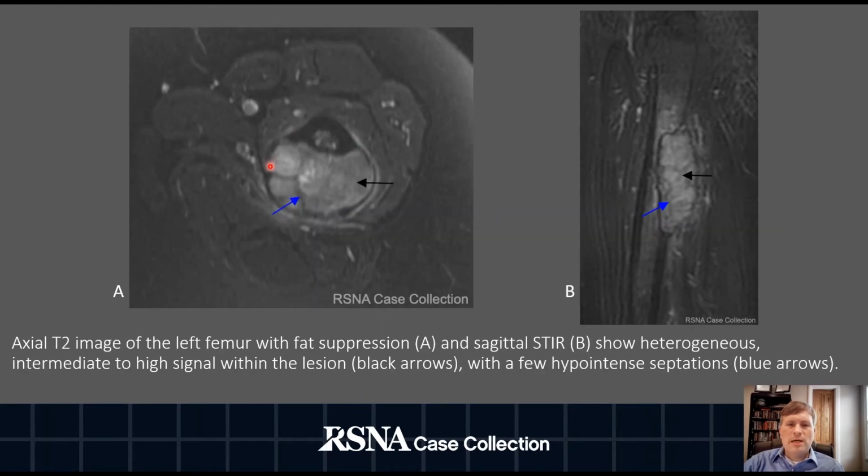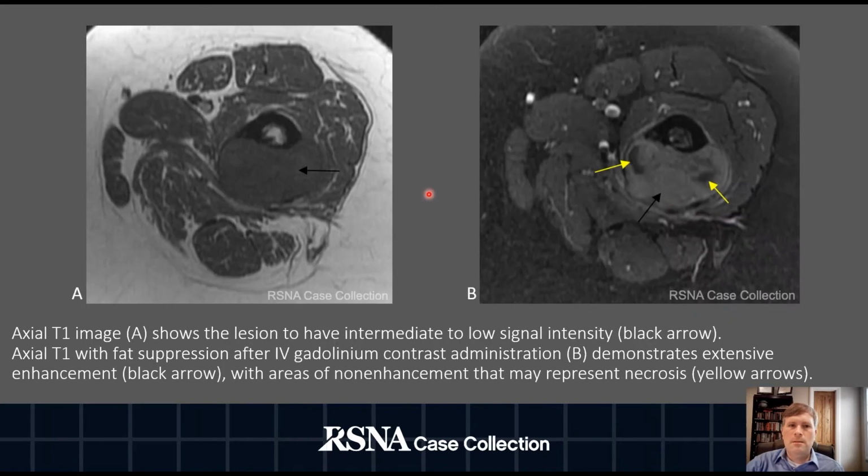Axial T2 MRI image and sagittal STIR demonstrate heterogeneous T2 and STIR signal hyperintensity throughout the lesion. There are thin, hypointense internal septations. Axial T1 MRI image demonstrates intermediate to low signal intensity throughout the lesion. Following IV contrast administration, there is diffuse lesional enhancement with areas of non-enhancement that may indicate necrosis.